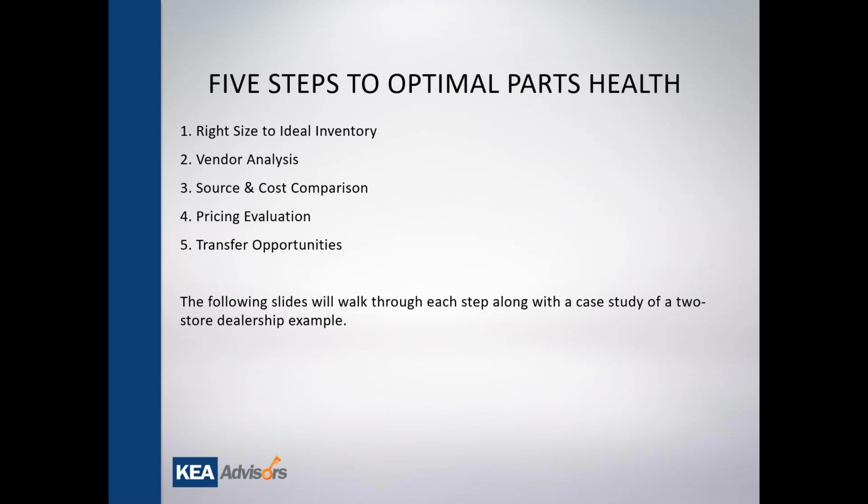The next piece is looking at where you're buying your parts. What vendors are you using, and how many times are you buying the same part from different vendors, and how does that affect your costing? Then we start looking at if we get the right mix of parts and we're buying them at their lowest cost, how are we lining up our source and our cost across multiple stores inside the same dealership? How are we pricing our price codes and our parts across multiple stores in our dealership? And then how do we look at transfer opportunities as we right size that inventory?